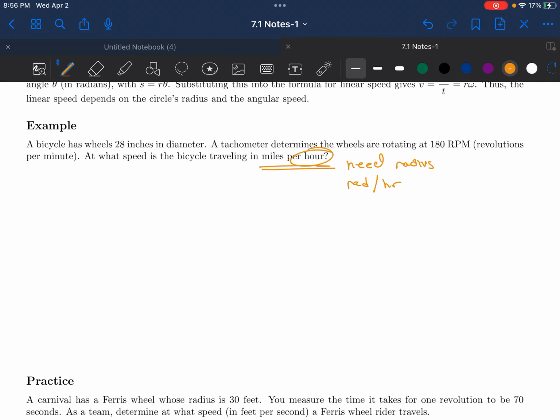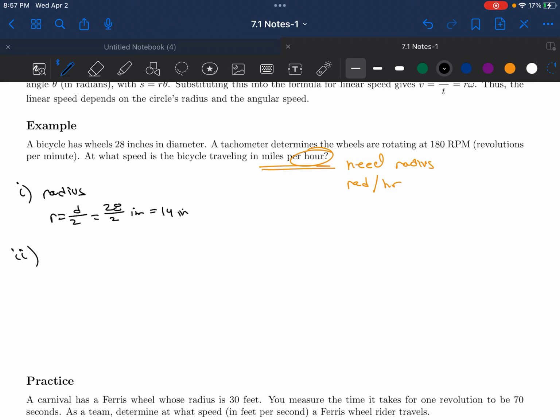Why? Because we want it in hours, and radians per hour times the radius, as we saw earlier, is going to give us some unit of length per hour in linear speed. So let's do that. The first thing we'll calculate here is the radius. And that radius is r equals the diameter divided by 2, which is 28 over 2 inches, or 14 inches. Great. And then the second thing we need is in radians per hour.